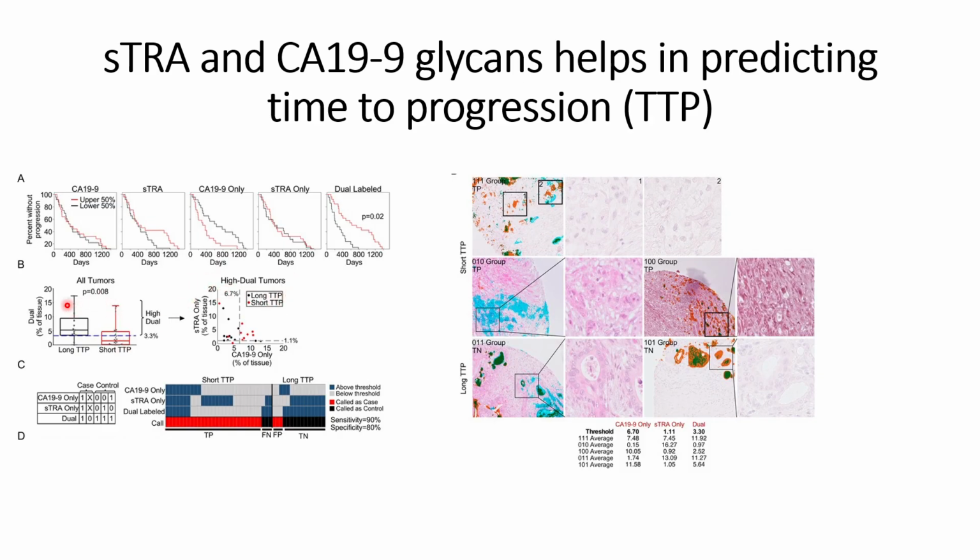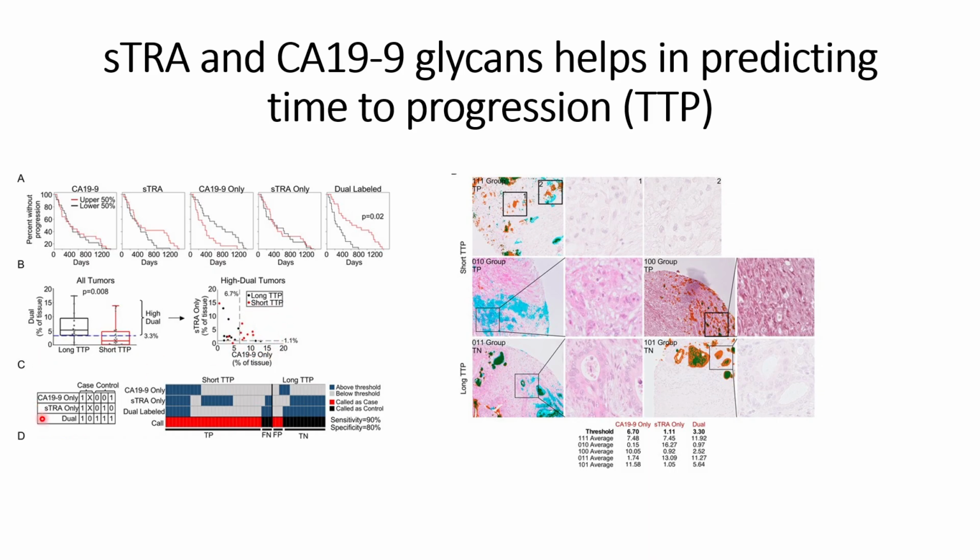That is, they have tumors that have more expression of both sTRAs and CA19-9. So within a particular threshold, we can see that they reflect long time to progress, and below a threshold they reflect more towards short time to progress. That is, below approximately 7% of CA19-9, it will show long time to progress, whereas above 7% of CA19-9 it will show short time to progress.